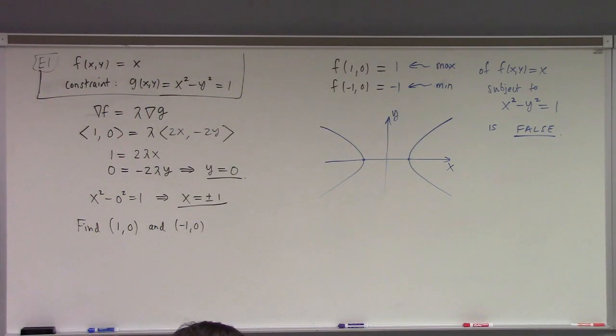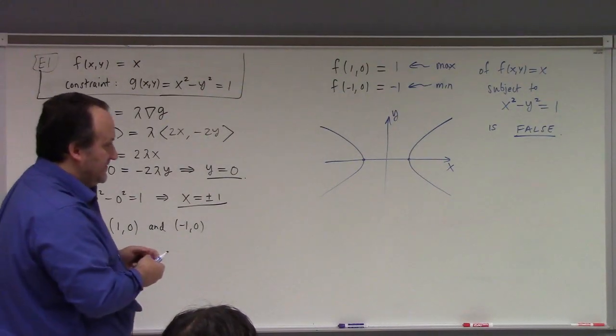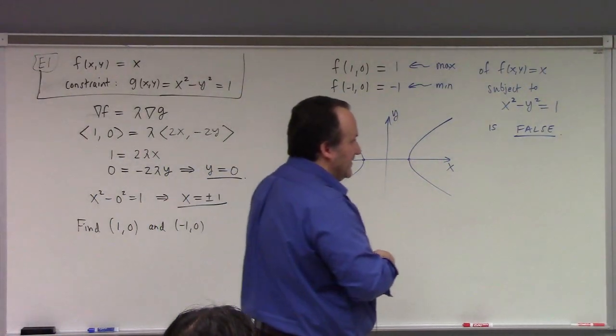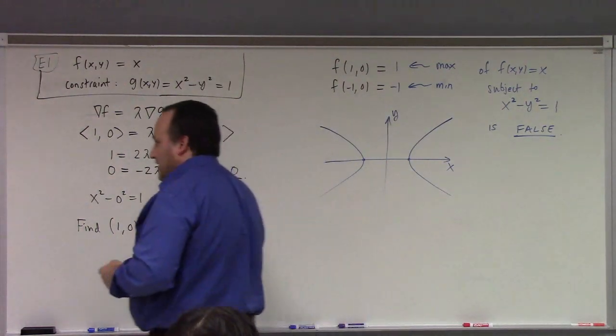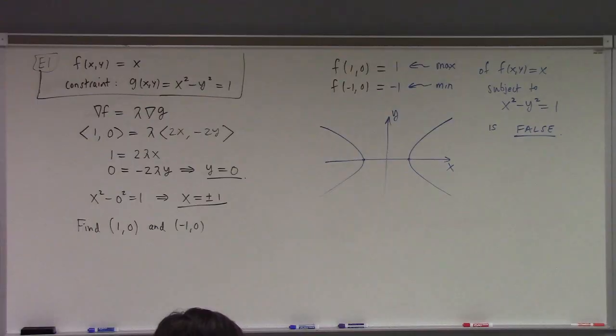Now, does that mean we can't use the Lagrange multiplier method unless things are compact? It doesn't mean that. It just means we have to use it with caution. We have to double check our answers and see if they're reasonable given the context of the problem. Okay, so there's your two starting examples. Let's look at the proof.